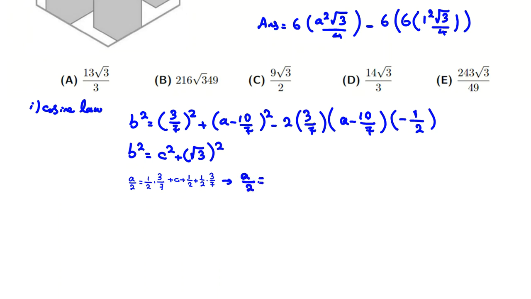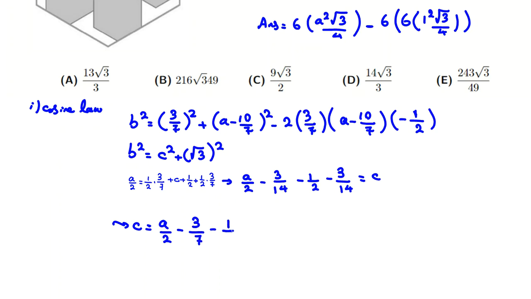A half equals. Let's multiply first. Because we want to find A, let's find C in terms of A. Okay. So A half minus 3 over 14 minus 1/2 minus 3 over 14 equals C. So C equals A half, 3 over 14, 3 over 14 minus 3 over 7 minus 1/2. So it will be A over 2 minus 14, and it will be 6 plus 7. So it will be A half minus 13 over 14.